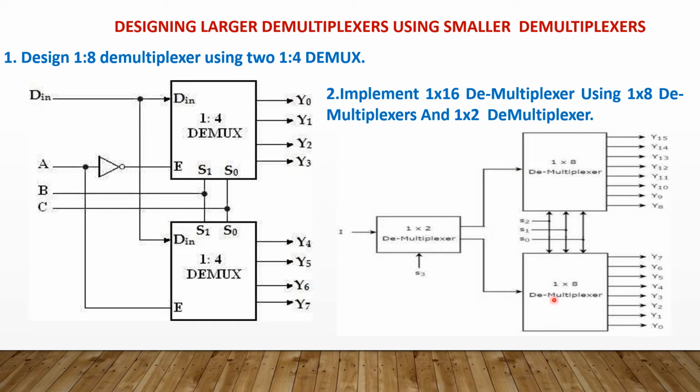demultiplexer circuits. So if you consider this whole circuit diagram, it will have 1 input, 16 outputs, and it should have 4 selection lines. So 3 selection lines are here, and one more selection line is here. Likewise, we can construct any larger demultiplexer circuit using smaller demultiplexer circuits. So next we are going to discuss how to implement any Boolean function.